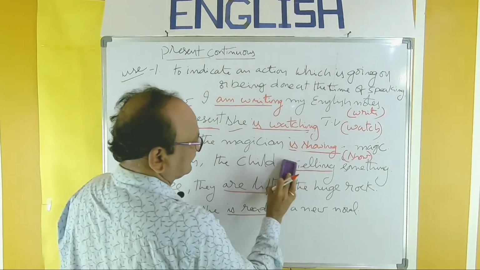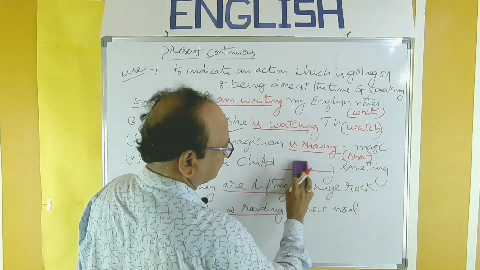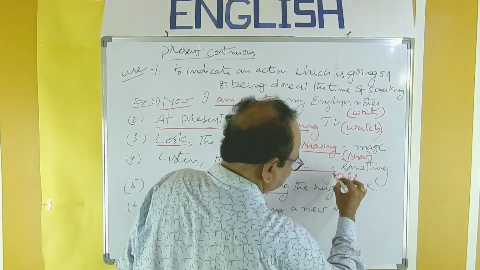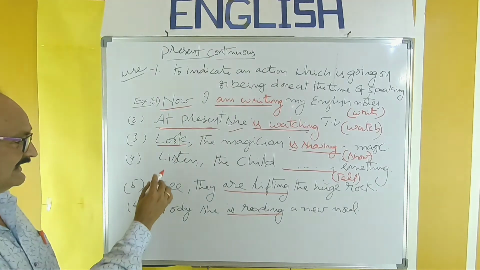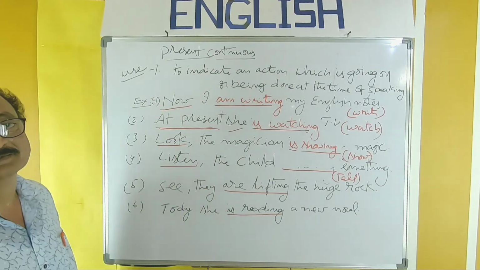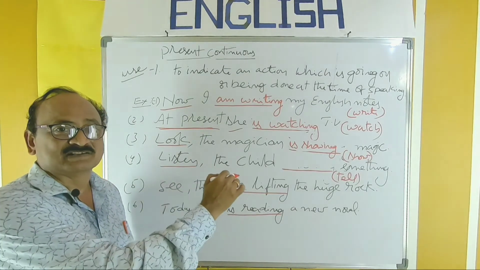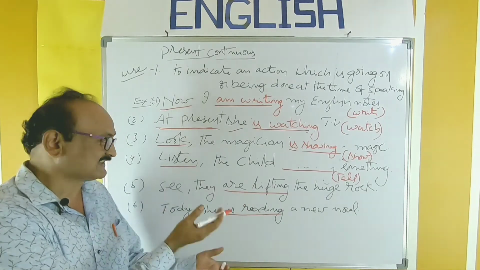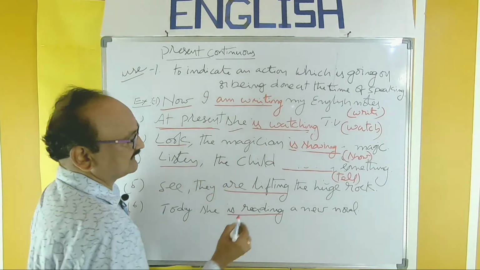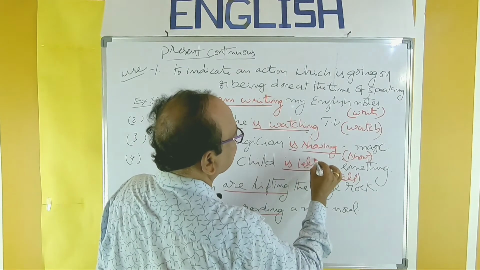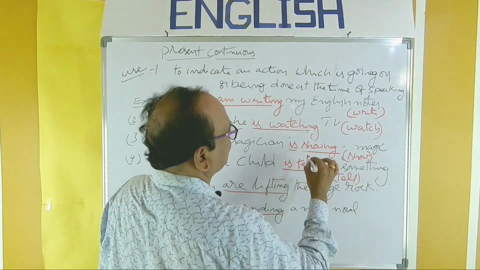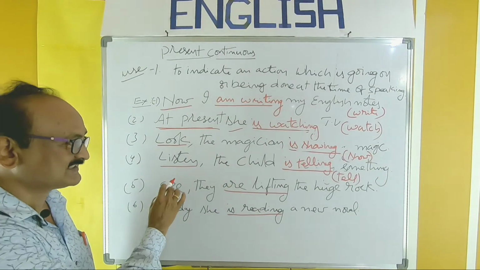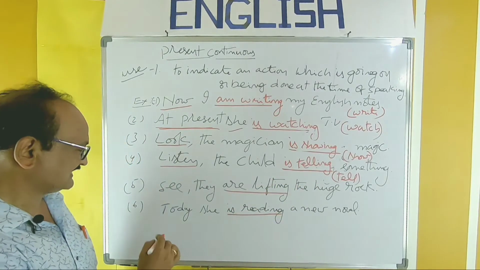Next also same. Listen, the child dash something. The verb is given in brackets like that: tell. Listen. So this word makes you remember that this sentence belongs to present continuous only. That is, the action is in progress and the action happens before our eyes. Just listen. Listen, the child is telling. Sometimes we don't hear some children's speech. That's why you have to listen carefully. So listen, the child is telling something.